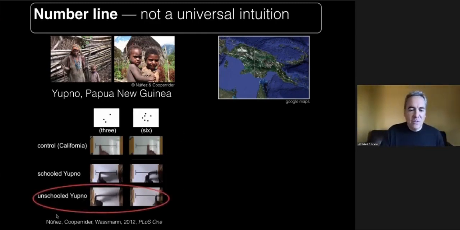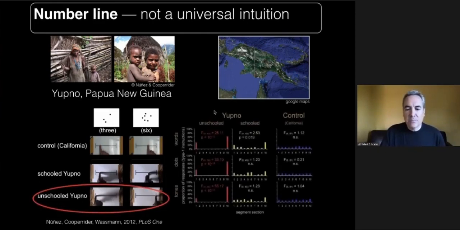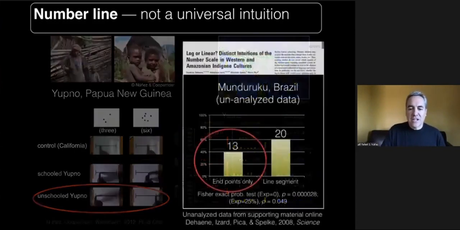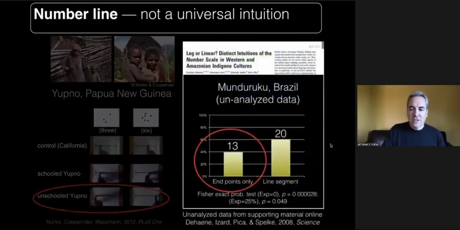And then, really what stood out is the response of the unschooled, which essentially just used the extremes, as opposed to, for example, those who were enculturated or schooled and the controls. Interestingly enough, in the previous study by Dehaene and colleagues, which studied the Munduruku in Brazil, an Amazonian group, they found actually 13 out of the 33 trials they did to be also based on the extremes. But unfortunately, they did not analyze this data.